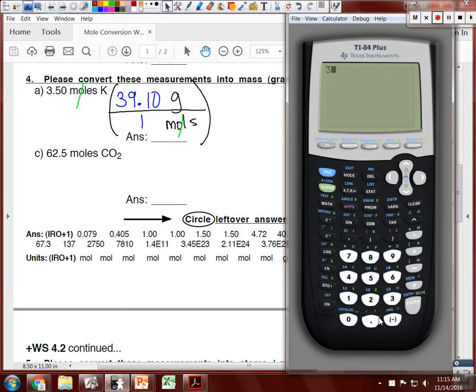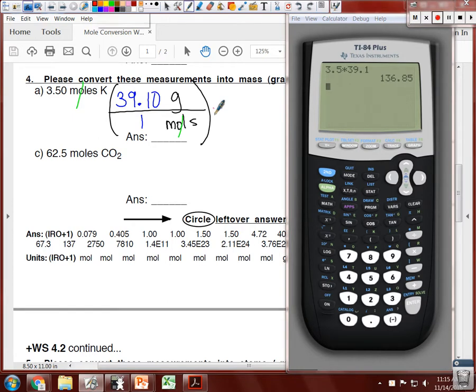All right, so 3.5 times 39.1. And then that's the answer right there that pops up. Okay. Now, how many significant figures out of that number do we need? 3. So what are you going to round that to? 137. Very good. So now, it's specifically 137 what? Grams of potassium. Very good. So 137 grams of potassium. Any questions on that one? 137 grams of potassium.